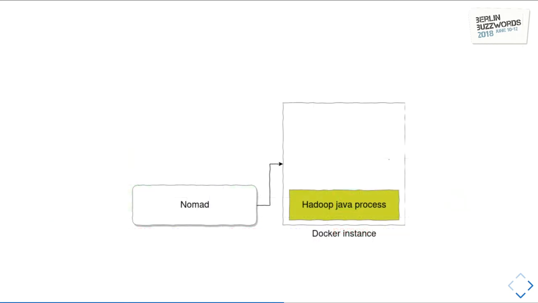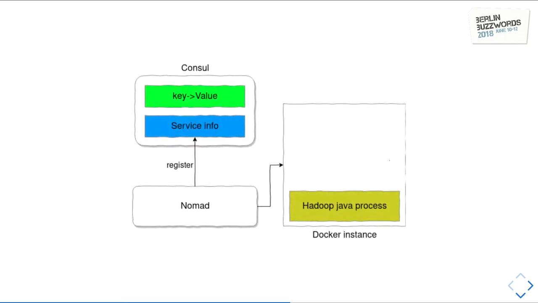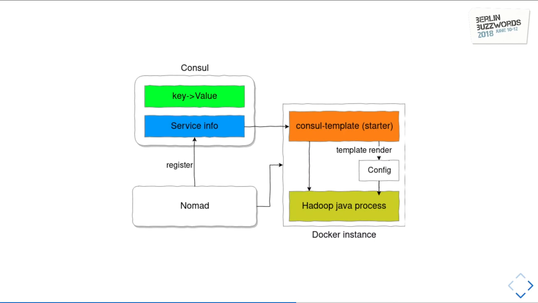OK, so let's check it from closer. We have Nomad. We have a container. We have a Java process, a Hadoop Java process in this case, but it could be any other kind of distributed application. We have a Consul. And during the scheduling, Nomad will start the Docker instance and save the data to the service information: service name, IP address.